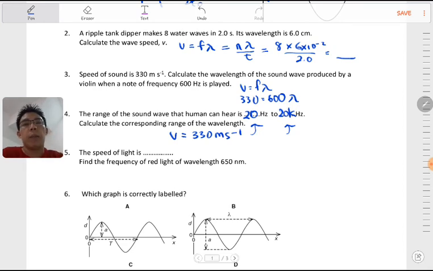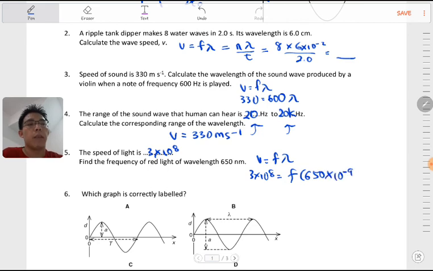Okay, then number 5, speed of light is 3 times 10 to the power of 8. Find the frequency of red light of wavelength 650. So again, v equals f lambda. You just substitute in 3 times 10 to the power of 8. Then we have f, once you substitute in 650 times 10 to the power of negative 9, nano is negative 9, then you should find the frequency.